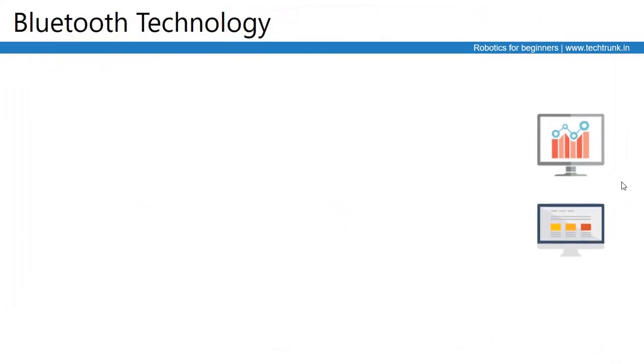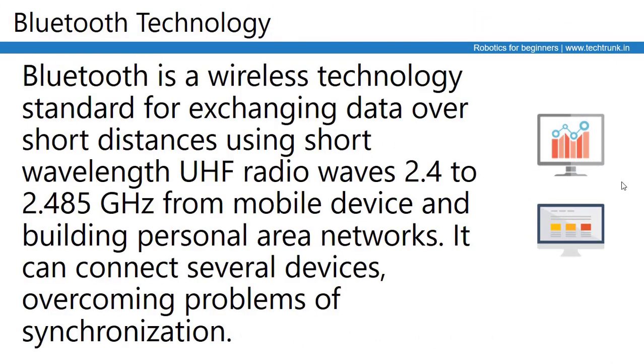First, talking about Bluetooth technology. Bluetooth is a wireless technology standard for exchanging data over short distances using short wavelength, ultra high frequency radio waves in the 2.4 to 2.485 GHz band, from mobile devices and building personal area networks. Bluetooth technology is widely used day-to-day for controlling devices and for exchanging data between devices. For example, Bluetooth is used to connect the smartphone and the wireless speakers of the car.